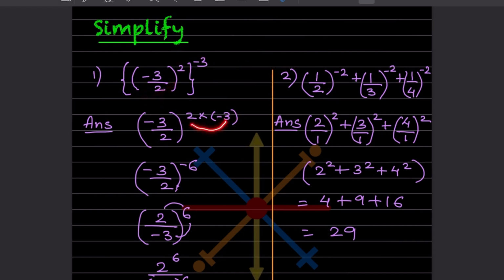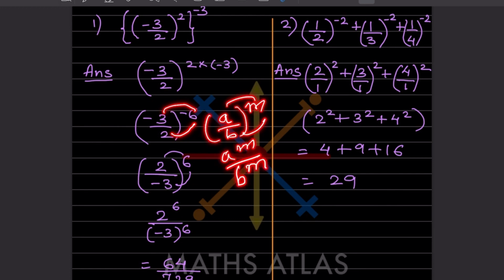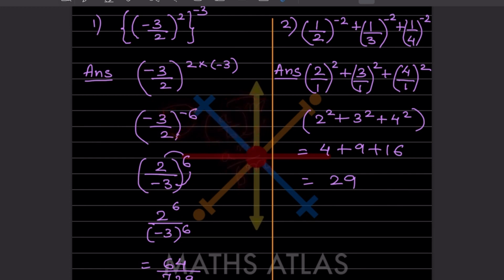So this will be minus 6. So now see here, this will be for this as well as this. So that will be a b raised to m, that will be a raised to m and b raised to m. A raised to m, b raised to m. You will see, you have to look at the laws.